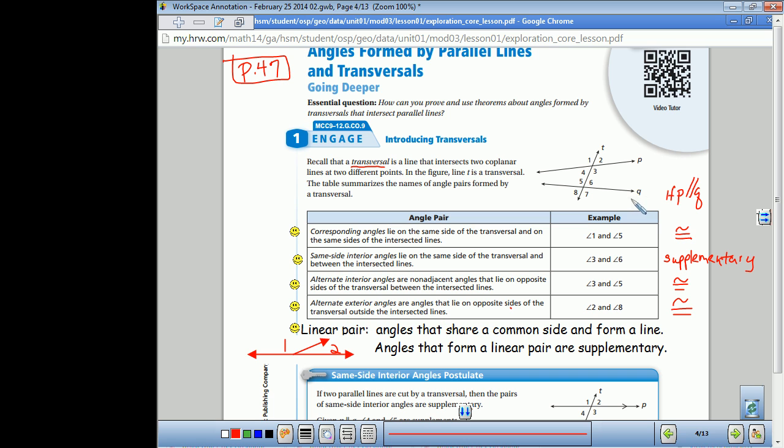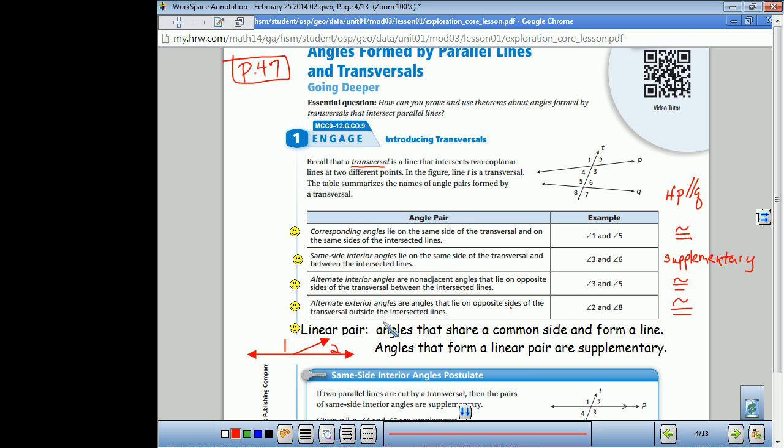Now, if the two lines are actually parallel and look like it, most of the time you can just look at them. If they look congruent, they're congruent. If they look different, they're supplementary. Now, these are not parallel, so we could just look at them in this case.